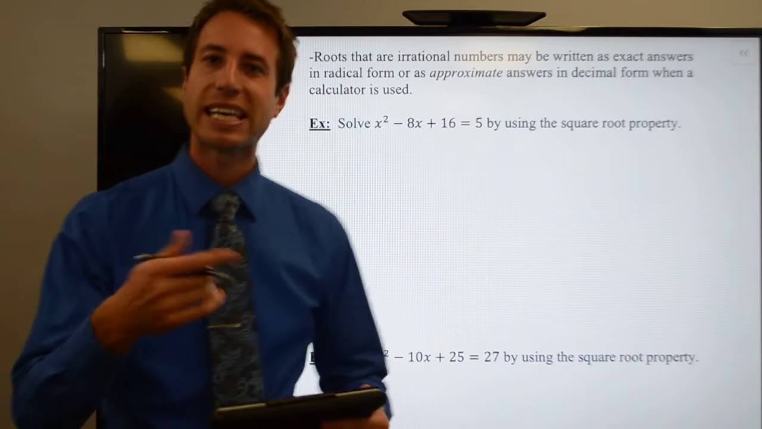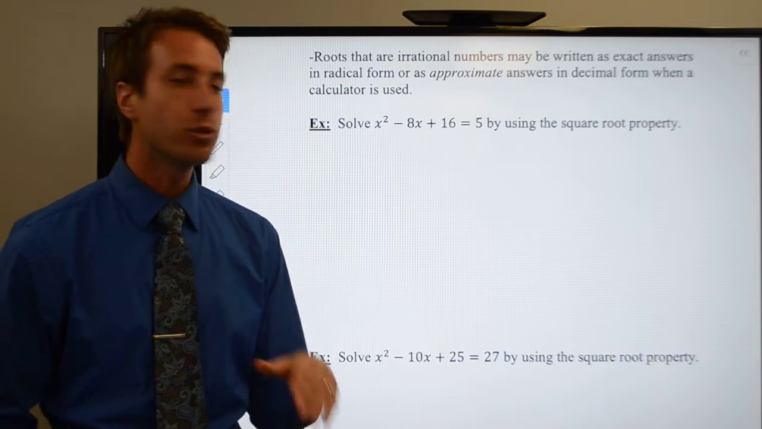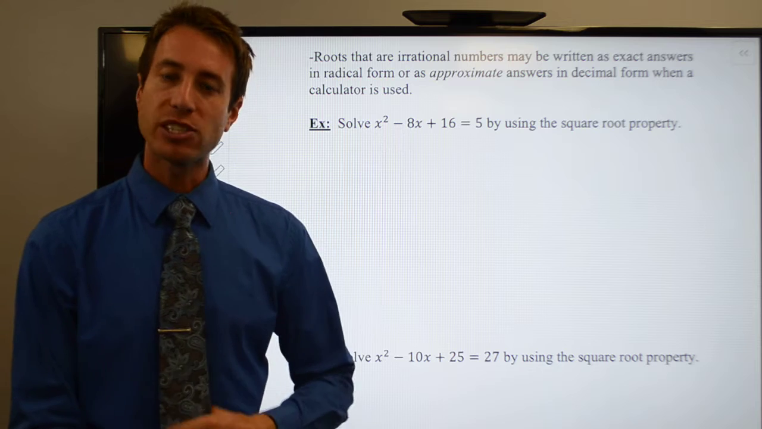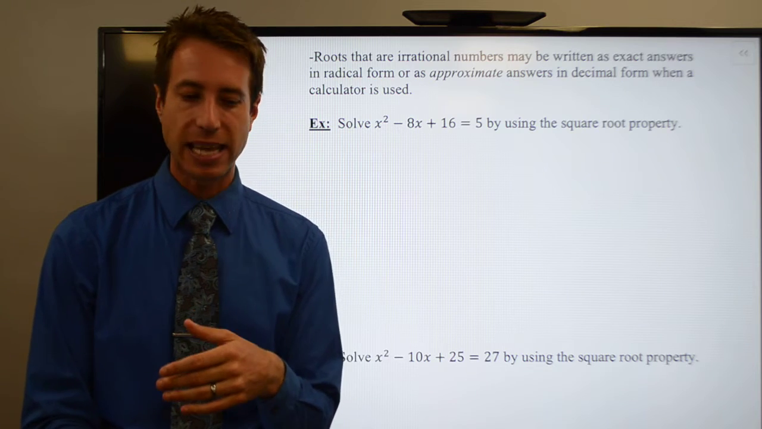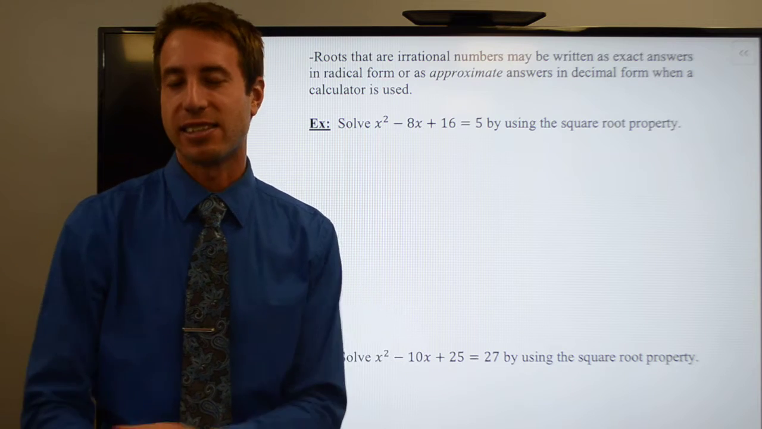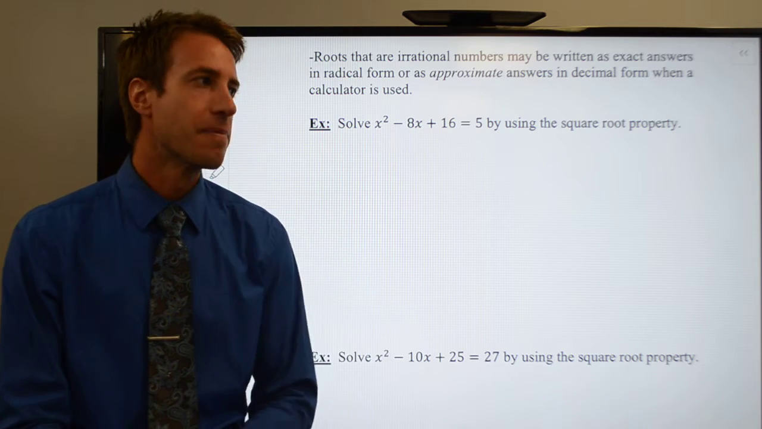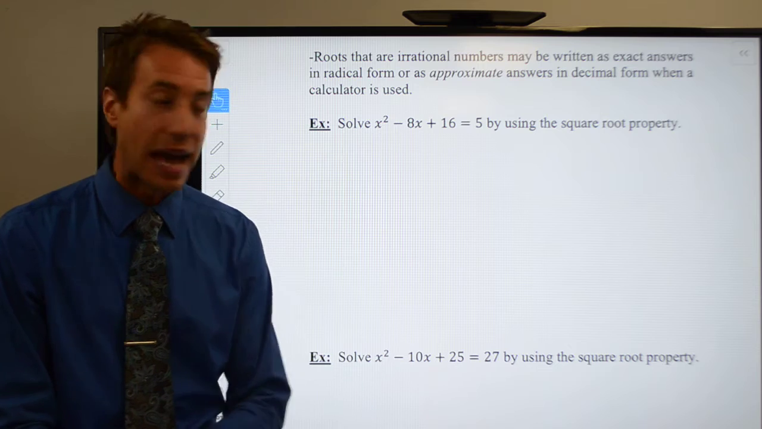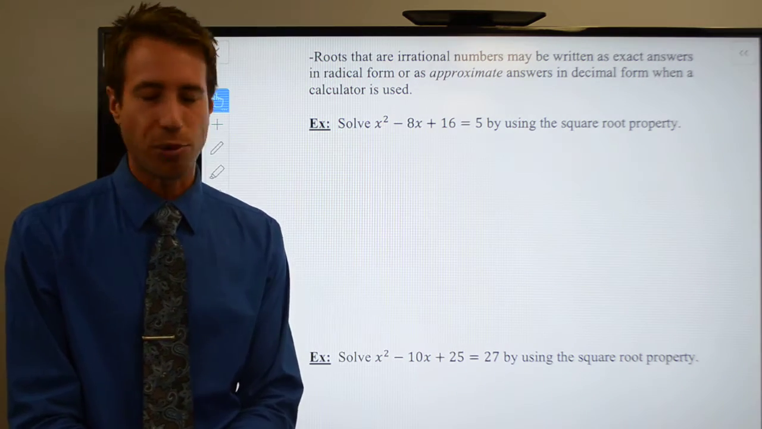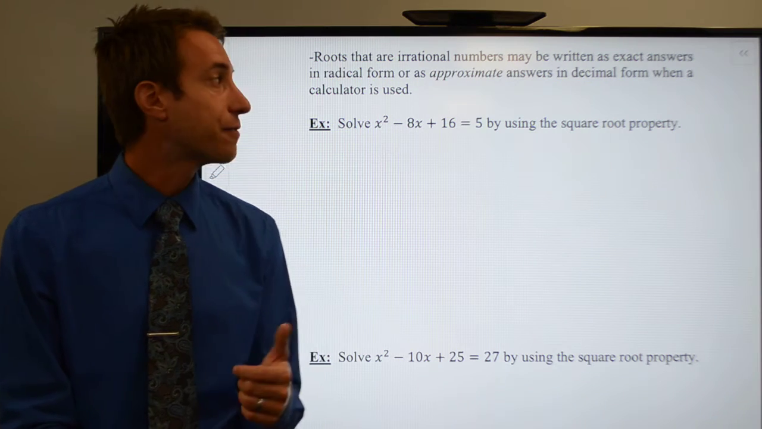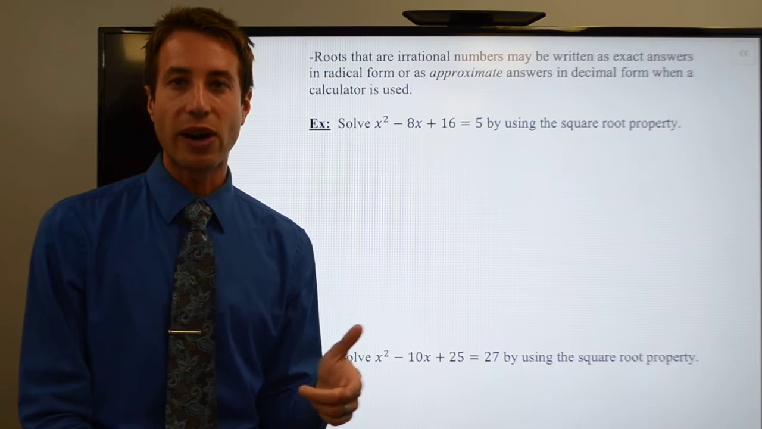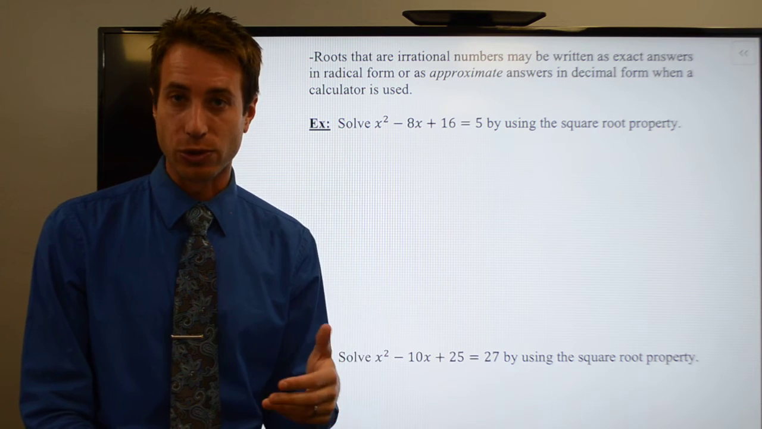So what we're going to do is keep going with this idea of using the square root property to help us solve a quadratic. But now, unlike the previous examples where we had these nice perfect squares show up and everything worked out to these nice neat answers, it rarely works out that way. In fact, most times you're going to wind up with a quadratic that doesn't have perfect squares in it, and you're going to have to approximate your answers or leave your answers as radicals, right?